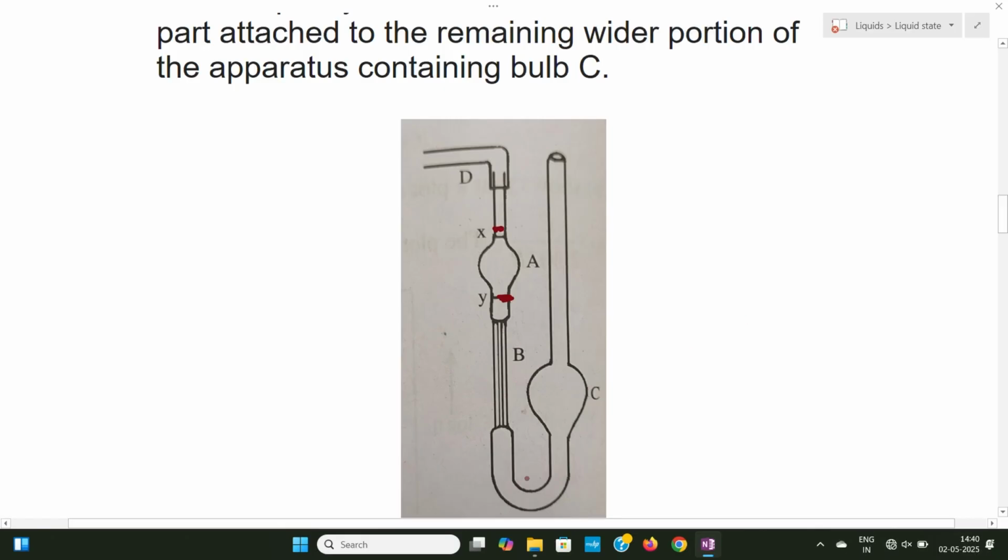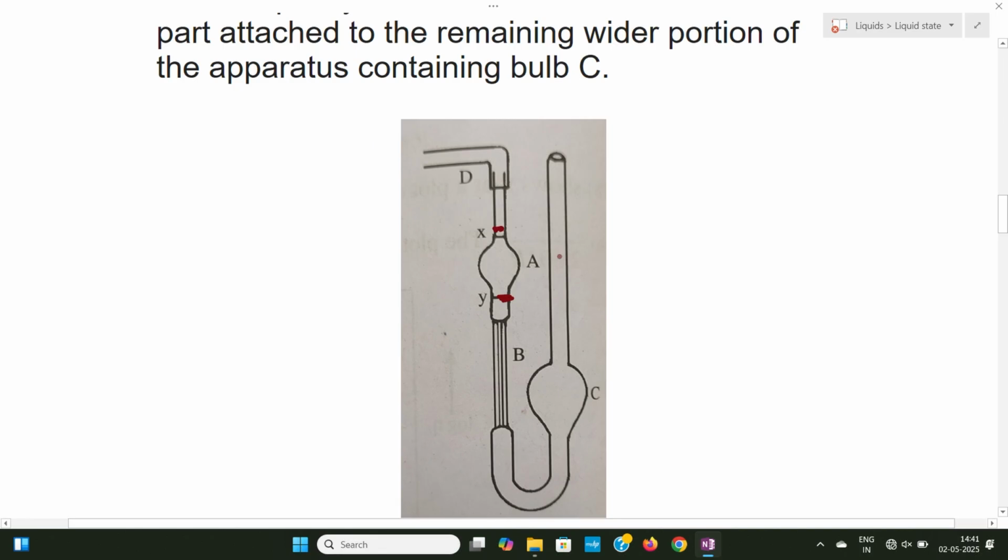To determine the coefficient of viscosity, we are using an Ostwald viscometer, which has a U-tube model. In the two arms we have a bulb, and bulb A is attached to a capillary tube B, which is attached to the wider portion C, where we have a big bulb.